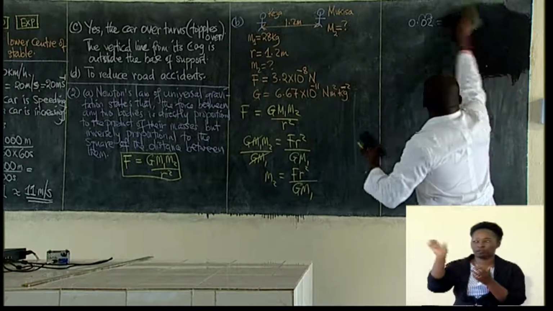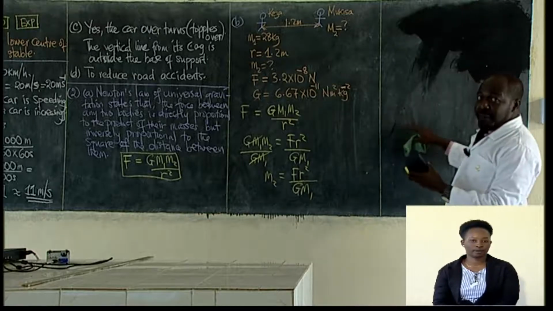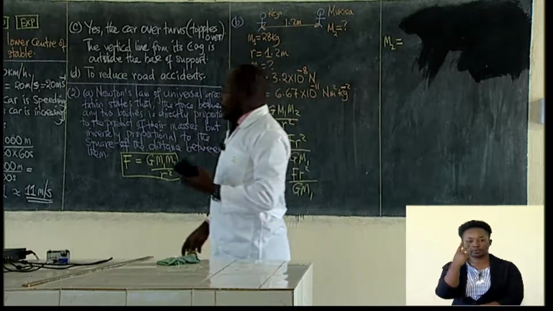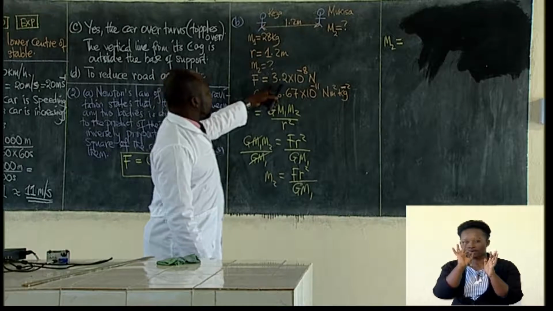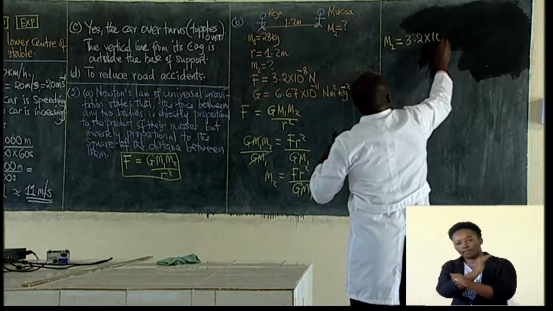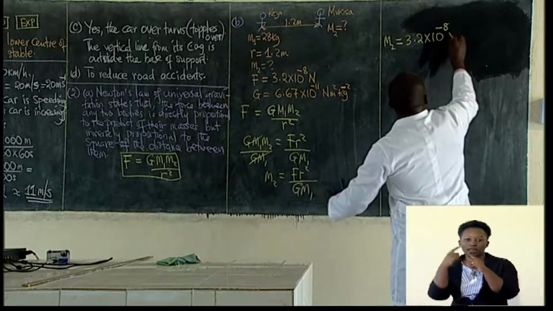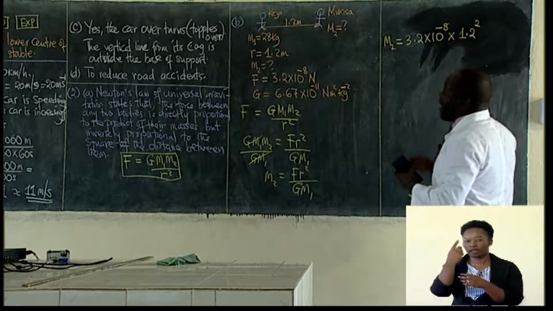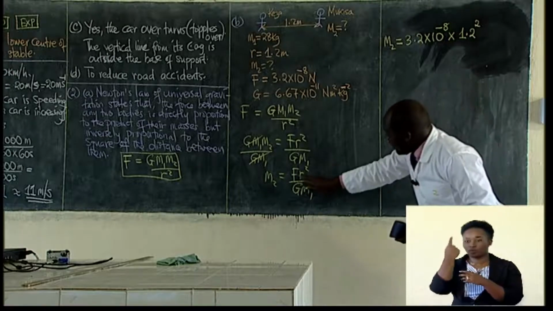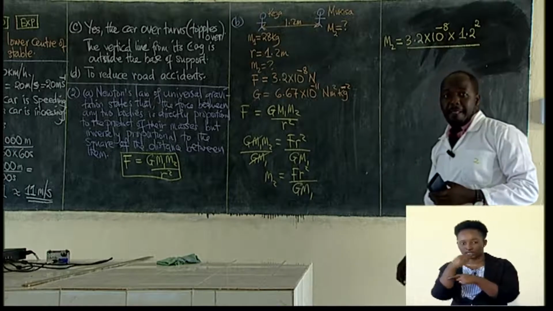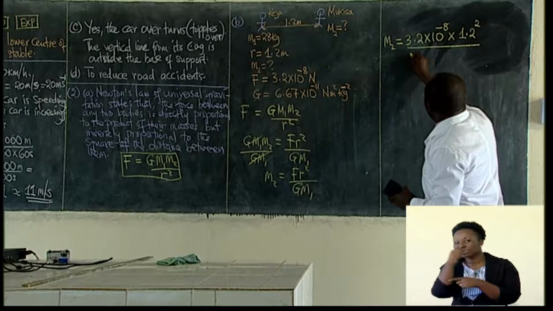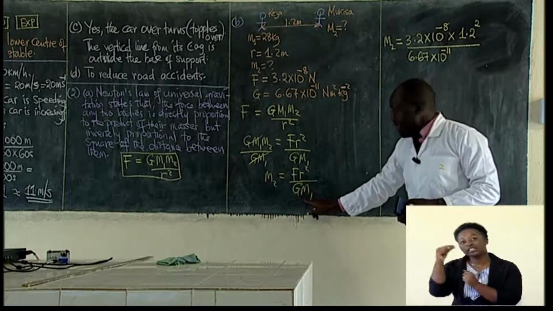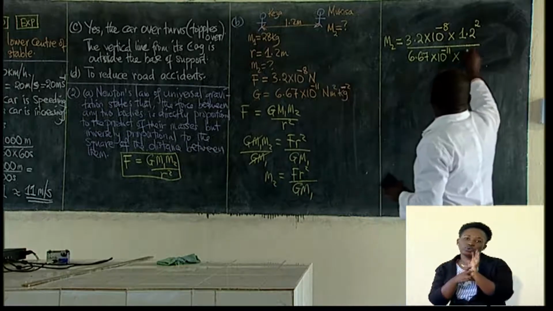Allow me to wrap this off. I'm just going to write on the upper side. I hope you will be able to see that. Okay, so we are interested in getting M2. So M2 is going to be equal to F. F is the force, which is 3.2 times 10 to power negative 8. Then times R squared. But what is our R? R is 1.2. Remember, 1.2 is R, so we have R squared. That is FR squared, divided by G. Now, what is our G? 6.67 times 10 to power negative 11. That is G. Then times M1. And what is M1? M1 is given as 28.